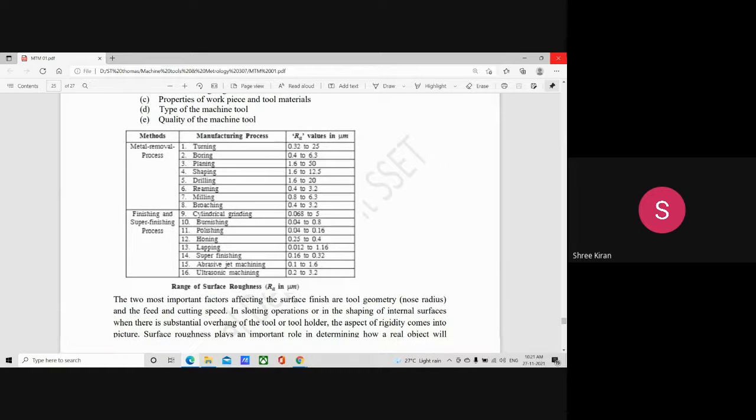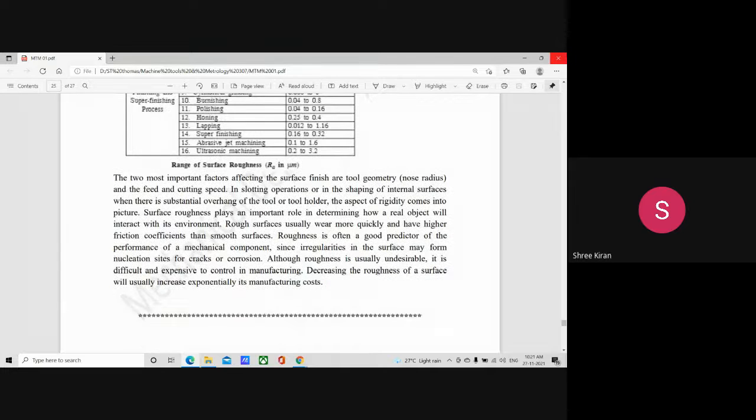I'll just finish up this topic and we'll end the class. The two most important factors affecting the surface finish are mainly the tool geometry, that is the nose radius, and the feed and the cutting speed. But in the case of slotting operations or in the shaping of internal surfaces, when there is a substantial overhang of the tool or the tool holder, the aspect of rigidity comes into the picture.